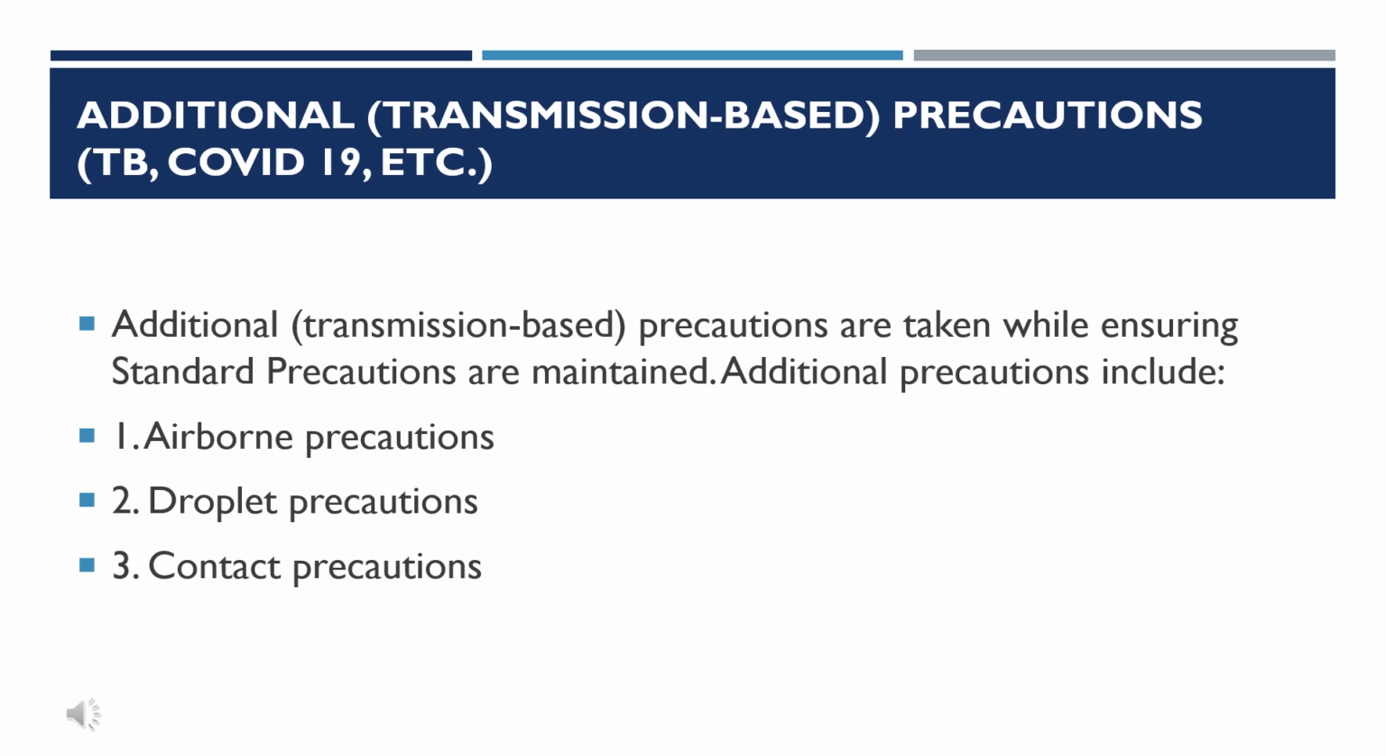Transmission-based precautions are also known as additional precautions, which we take into consideration when we are suspecting tuberculosis, COVID-19, and other highly infectious conditions. These include precautions that are taken while ensuring standard precautions are maintained. Additional precautions include airborne precautions, droplet precautions, and contact precautions.